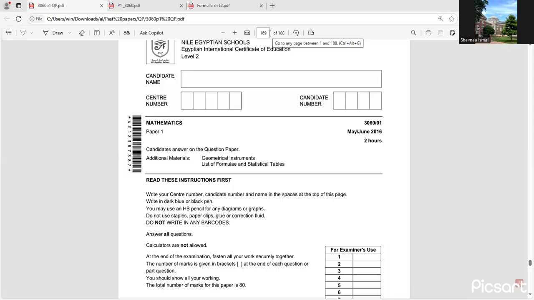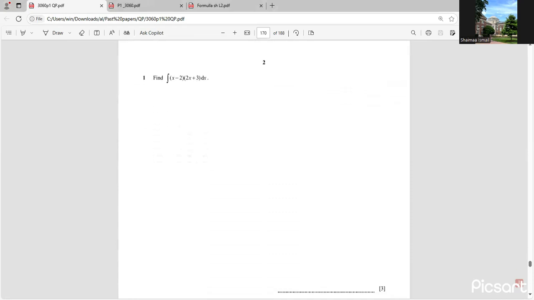Okay, here is exam code 3060, 2016, May/June, Paper 1. The first question is integrate. He asks you to find the integration of (x - 2)(2x + 3) dx.